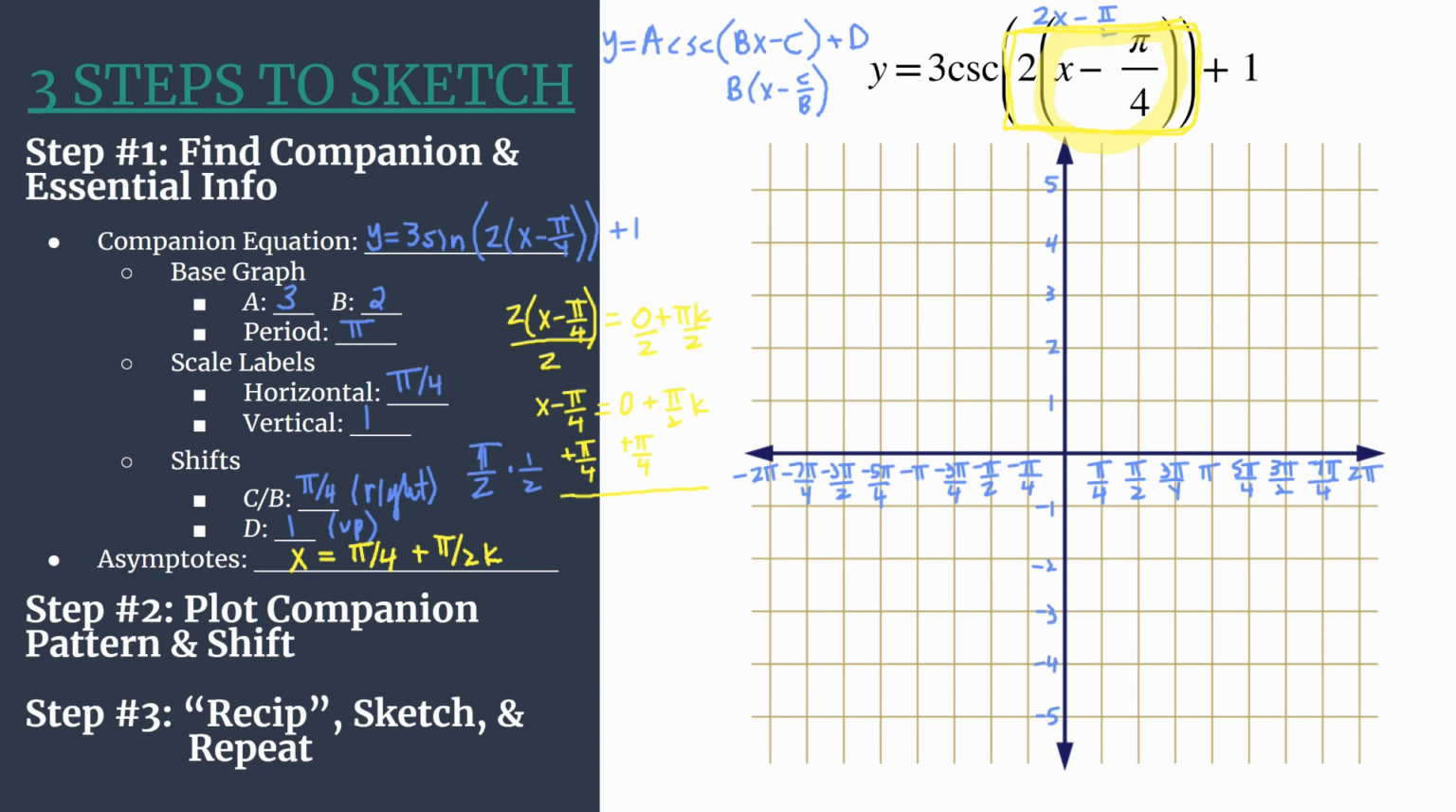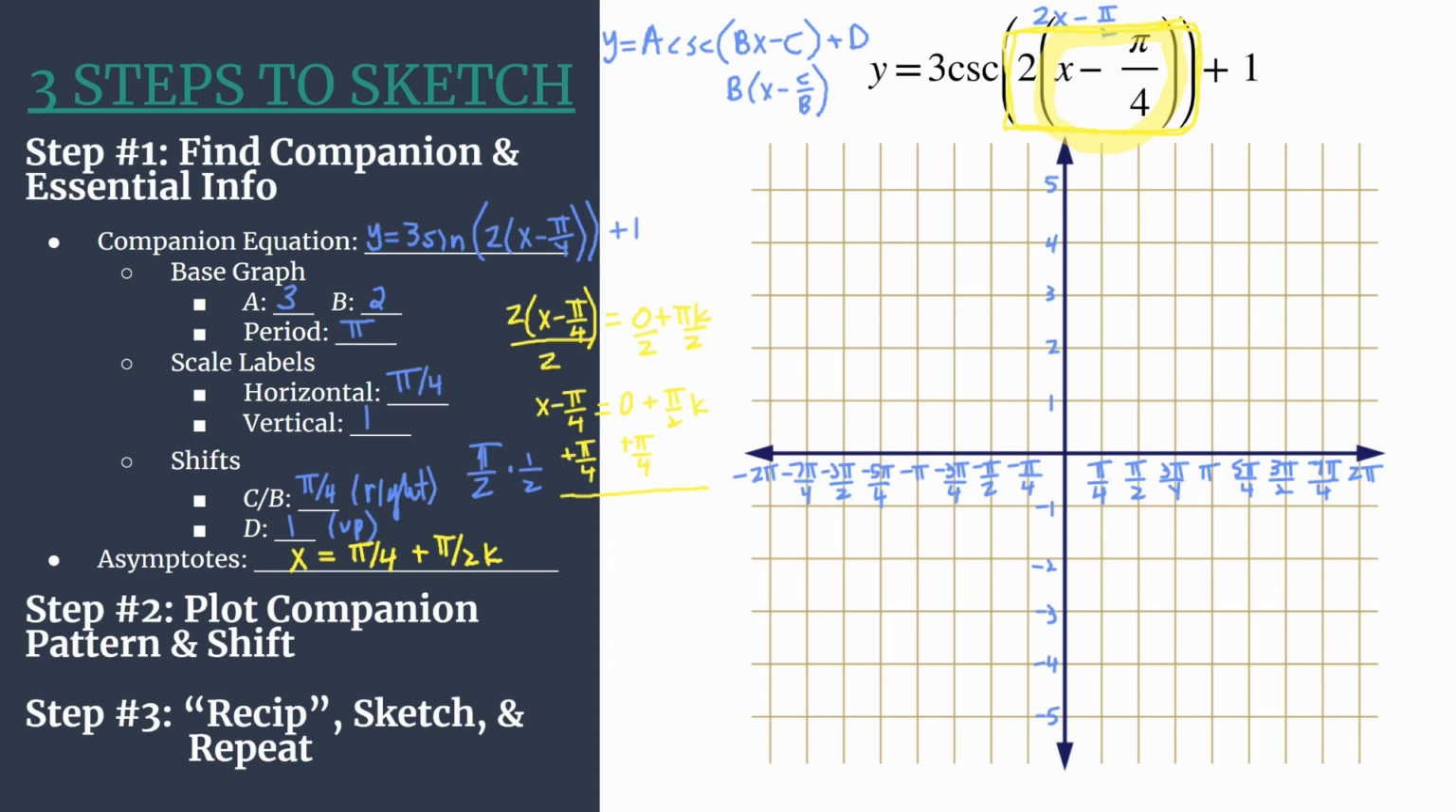All right, now we're ready for the fun part, actually getting the graph on the grid. So in step 2, we're plotting our companion pattern and then we're shifting. So we're going to have effectively 2 intermediate graphs or companion graphs here. Plot these lightly or with a different color. So I'm going to use light blue.